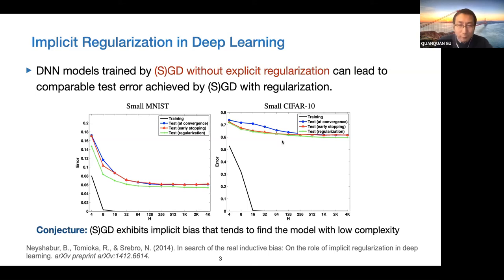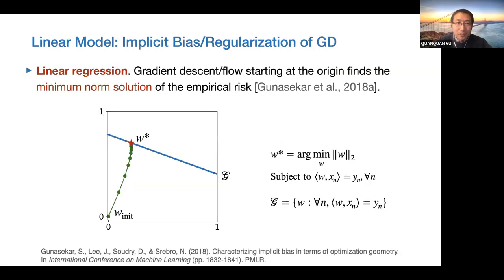Okay. So from this observation, it looks like SGD may exhibit some implicit bias that tends to find a model with a lower complexity. And this is the key motivation of a line of research in the literature, which aims to study the implicit bias or implicit regularization of different optimization algorithms, including gradient descent and stochastic gradient descent. Okay, so I will walk you through a few of the classical results about the implicit bias of gradient descent or stochastic gradient descent, because they will lay out the most relevant background for our work.